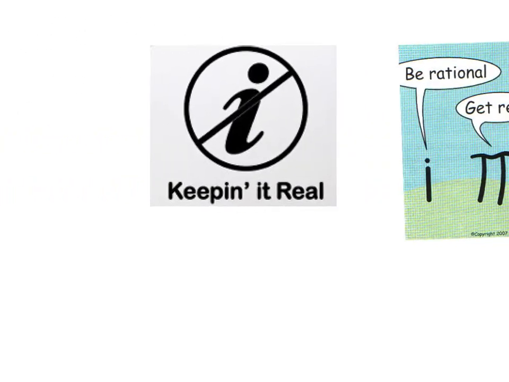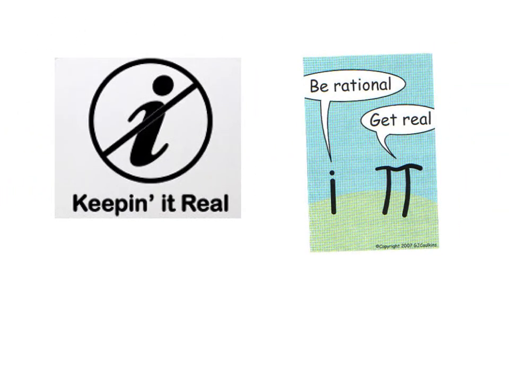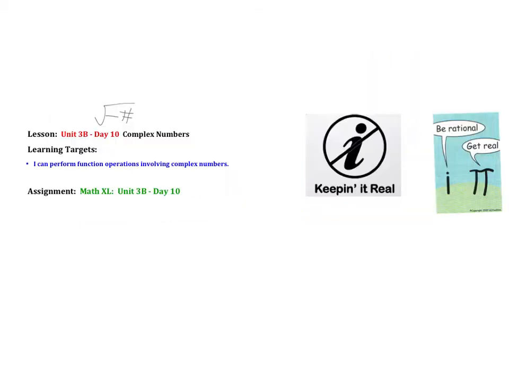So, a little math fun for you. Complex numbers will be represented by i. So here we've got keeping it real. No i's allowed because imaginary values or complex values are not real numbers. Here we got a little math fight. You know me, I'm a big fan of math fights. Between imaginary values and pi: be rational, get real. Gotta love it. Gotta love it.